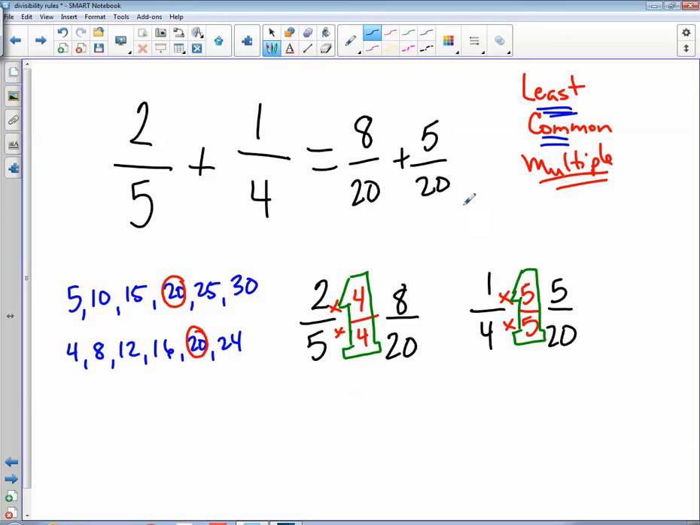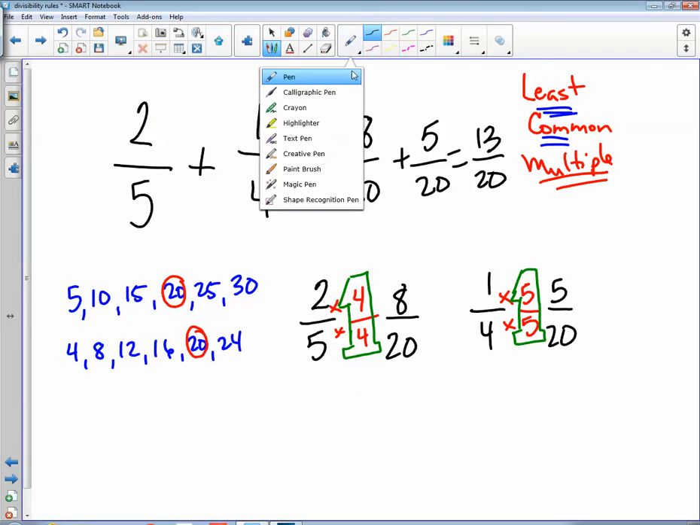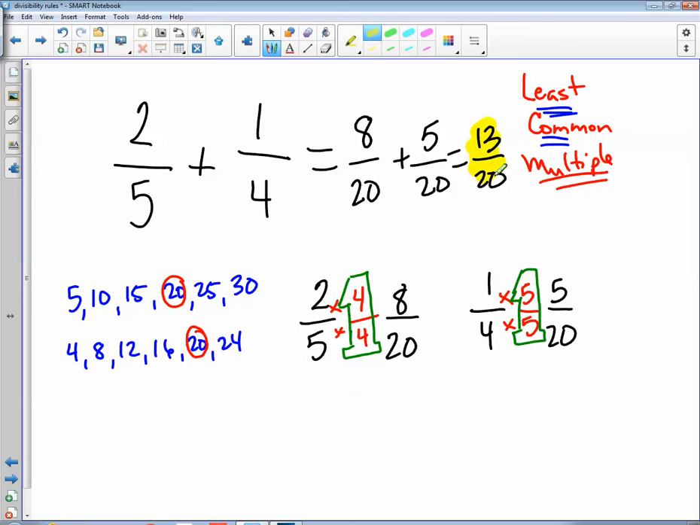Now, if you remember how you did this in 4th grade, now both have the same denominator. So we keep the same denominator, and now we just add the numerator. So 8 plus 5, 13. That means that 2/5 plus 1 out of 4 is the same as 13 out of 20.